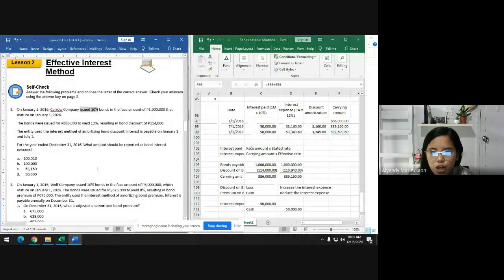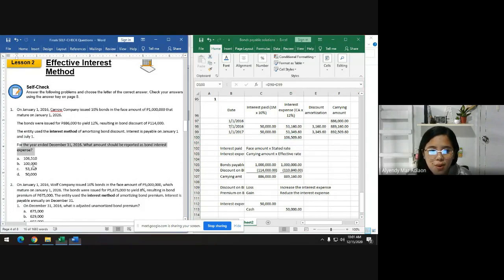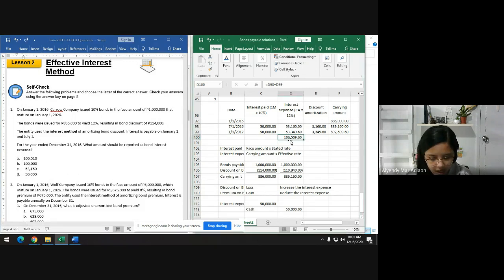892,509. So, question. For the year ended December 31, 2016, what amount should be reported as bond interest expense? That would be 53,160 plus 53,349. So we have 106,509, and that is letter A. Okay? That is letter A.